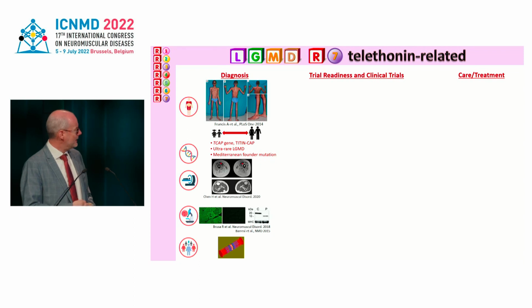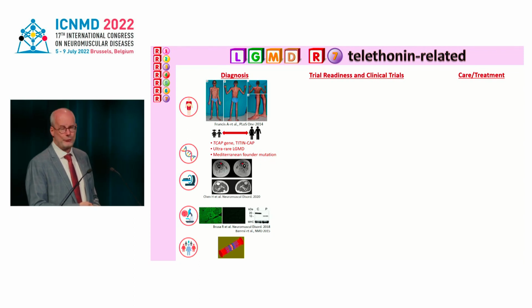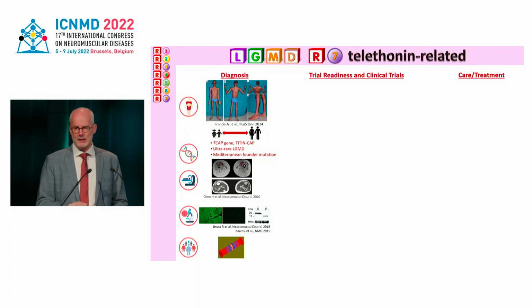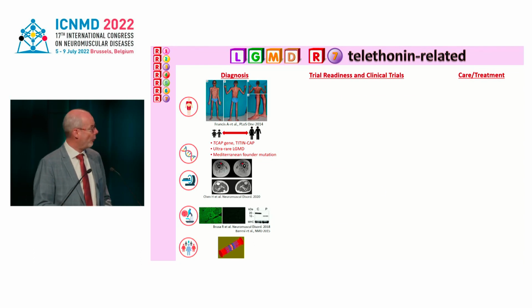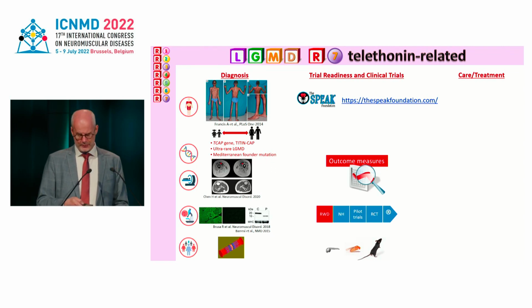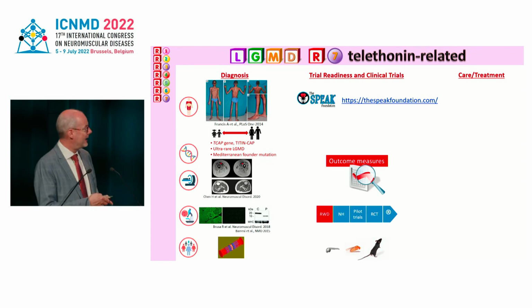You can see a loss of telethonin in immunohistochemistry, and also on Western blot. This was actually a patient with a partial deficiency. The MRI, I don't think that we really have enough data to define a pattern, but it clearly shows a limb-girdle muscular dystrophy. Interestingly, there are some distal muscles, including the TA, that are involved. Because it's so rare, there's no specific patient organization, and then I often list the Speak Foundation because it's an umbrella organization for limb-girdle muscular dystrophies.